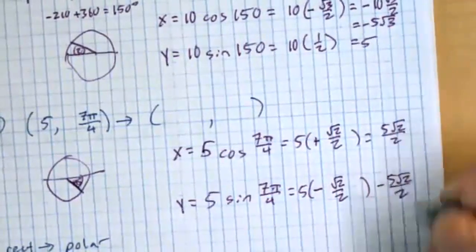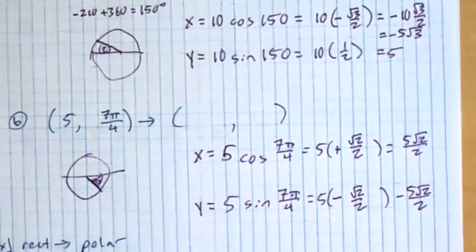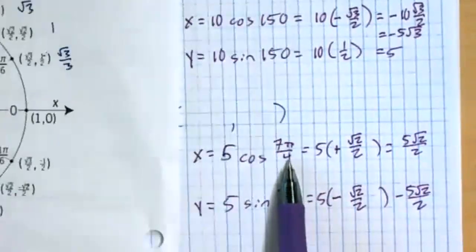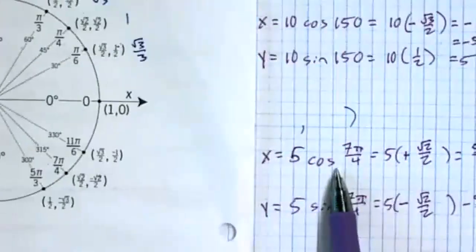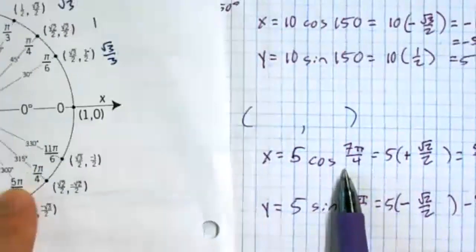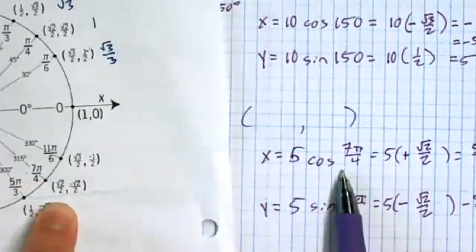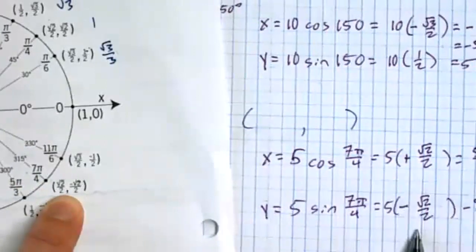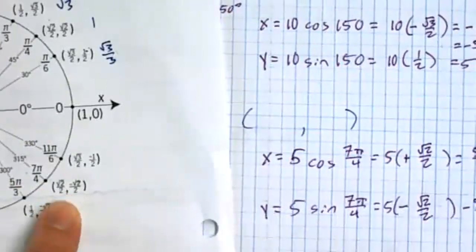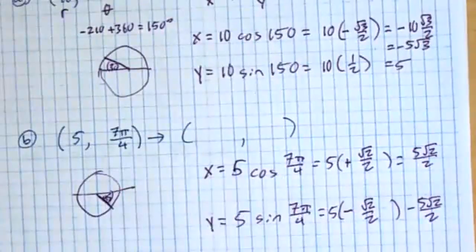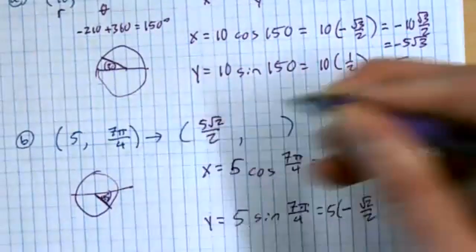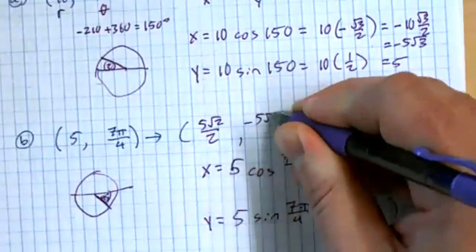over 2. And remember, if you didn't remember all that stuff, that's okay, because you've got cosine 7 pi over 4 right here on your sheet. You need to remember how to read it. But here's 7 pi over 4, and the cosine of 7 pi over 4 is positive root 2 over 2, and the sine of 7 pi over 4 is negative root 2 over 2. It's all right on your sheet there. So 5 root 2 over 2 and negative 5 root 2 over 2.